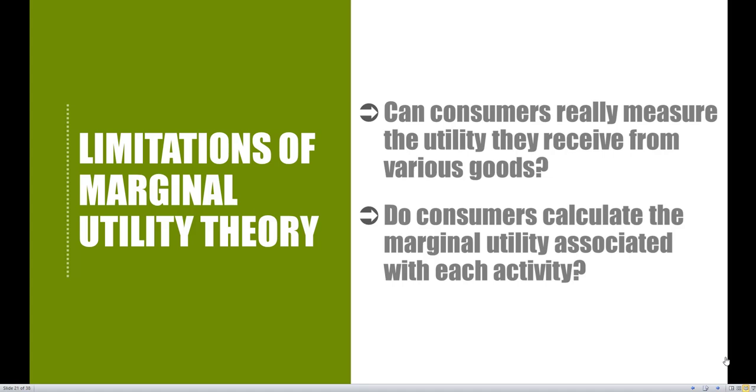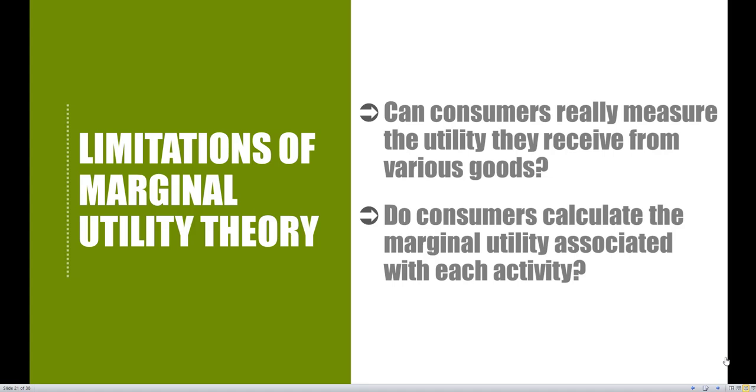The second issue we come across is, do consumers calculate the marginal utility associated with each activity? Remember, we only focused on two goods, and we had to have the marginal utility per dollar for each of these goods equalized. However, in the real world, how many goods and services are we dealing with? We're dealing with hundreds, thousands, and even an infinite amount of goods and services. So when we buy or compare goods, we don't just compare against two of them. We have to compare against every other single good and service. In application, it's a very, very difficult task for us to do that.